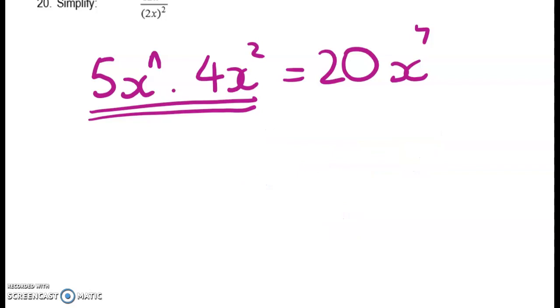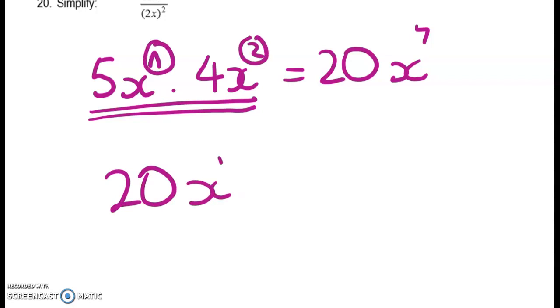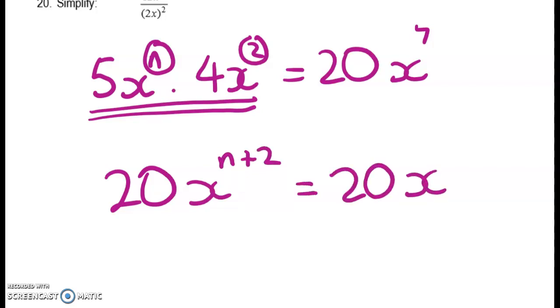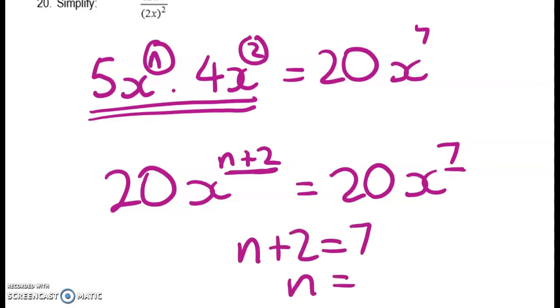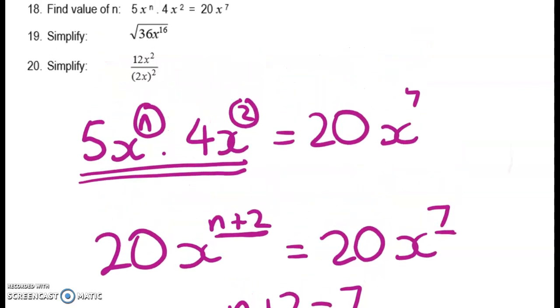We know from when we were working with separate skills that if we've got the same base, we can just add the powers. And we can do that here. We've got n and we've got 2, so that gives us n plus 2. And so now again we can see that n plus 2 has to equal 7. So we can write that down: n plus 2 is 7, and n equals 5. It's just a slightly different way of thinking about the same thing.